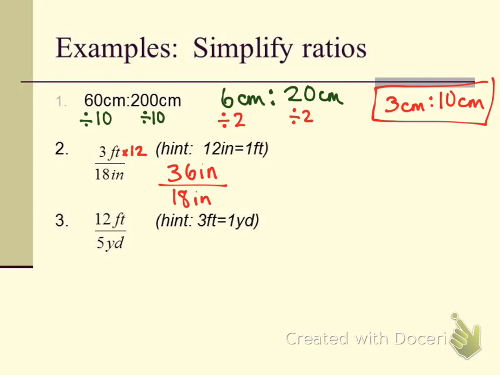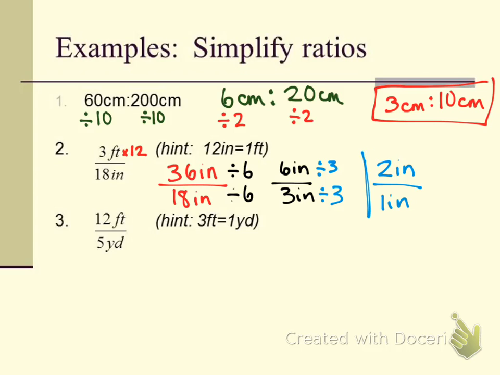Now that they're both in terms of inches, you can reduce them. What's the number that goes into both? 36 and 18. 6 goes into both. Good. So you can divide the top by 6, divide the bottom by 6. So you get 6 inches over 3 inches. Can you go again? 3 goes into both of them still, right? So you got to keep going until there's no more reducing that you can do. So 2 inches over 1 inch. Questions?